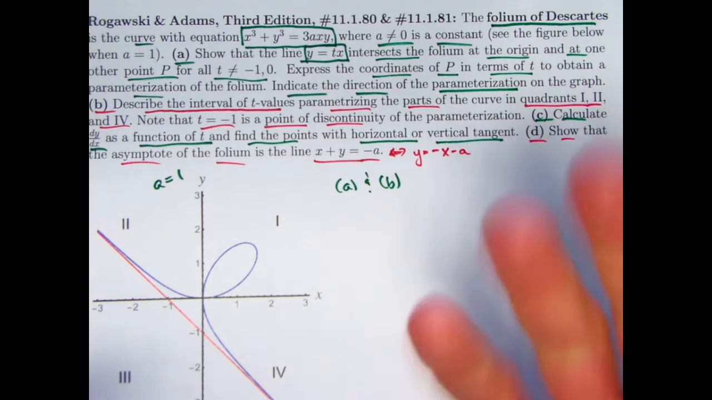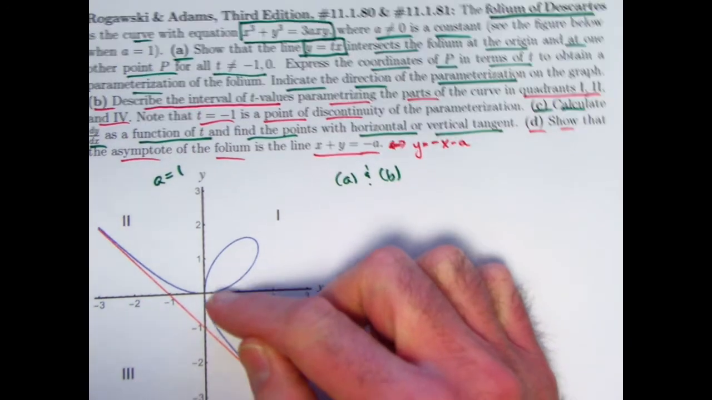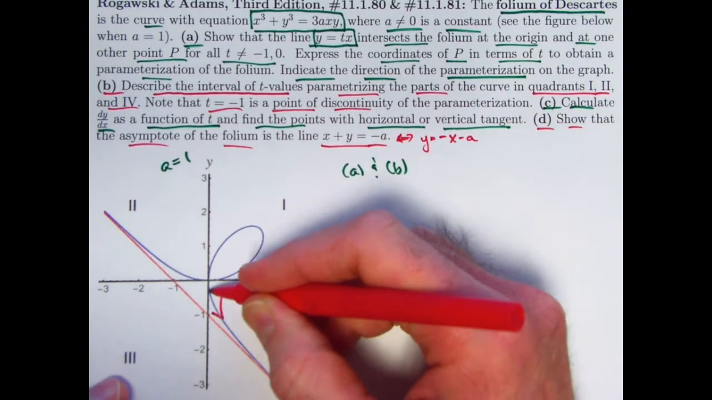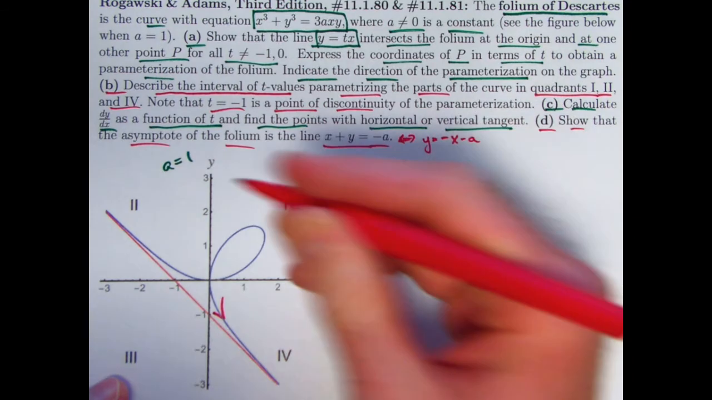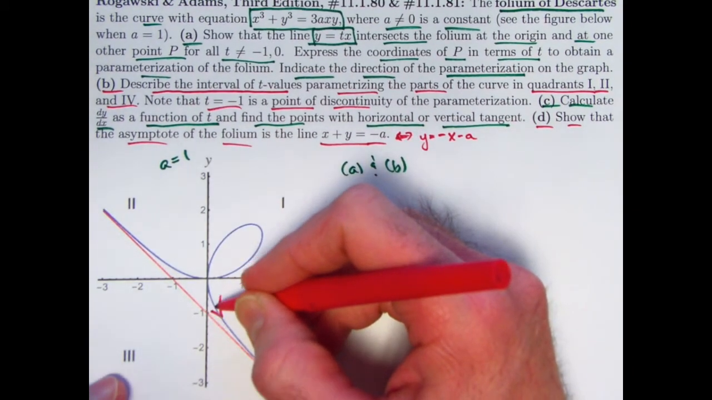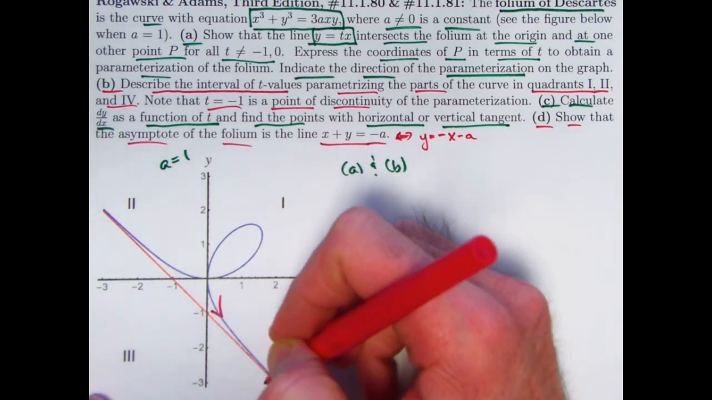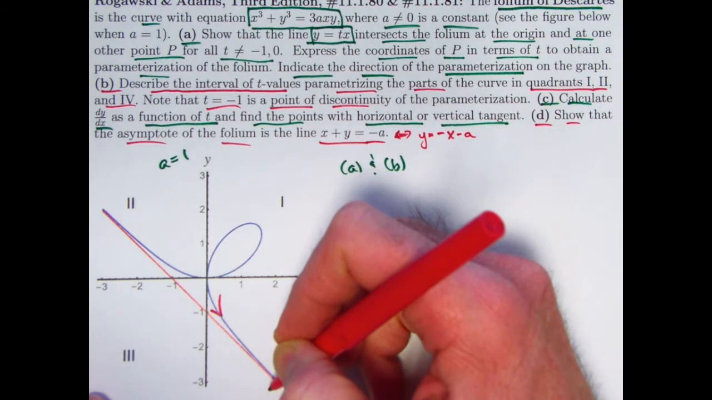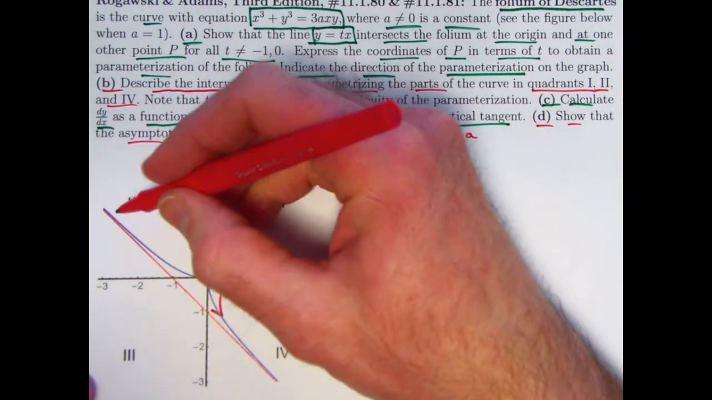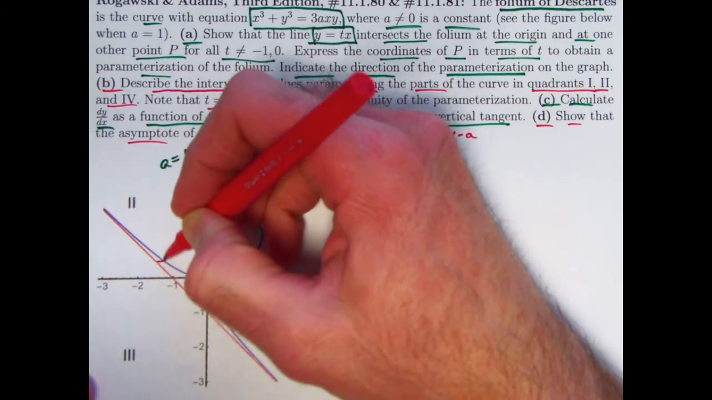So I've now just verbally described really how to answer part B. The direction of parametrization is going to be this way, and you're going to be in the fourth quadrant, at least when a is positive, when t is less than -1. When t increases from minus infinity, so to speak, up to -1, but not equal to -1, we head off this way. When t equals -1, it's undefined. And when t is bigger than -1, but less than 0, we are heading this direction.